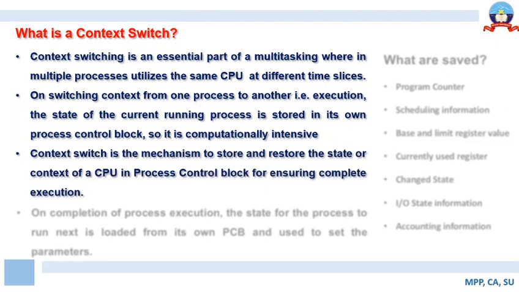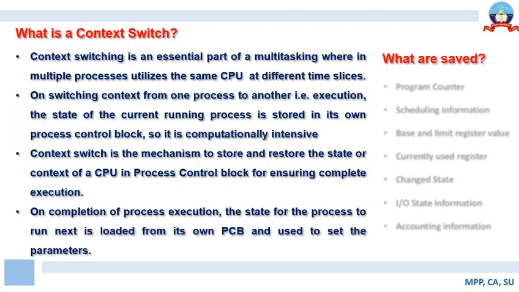Context switching is a mechanism to store and restore the state or the context of the CPU in the process control block for ensuring execution completion. As the name says, context switching is a mechanism to store and restore the context of the various processes in the process control block for ensuring completion of the execution.